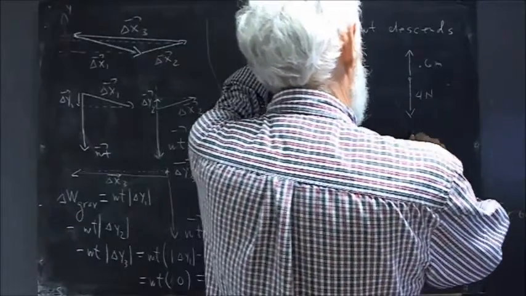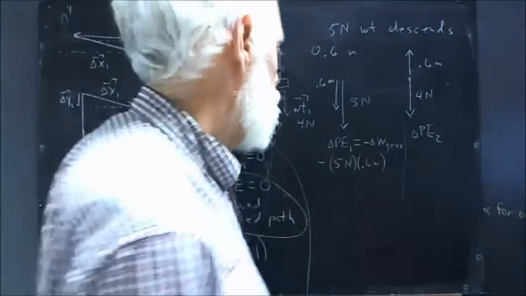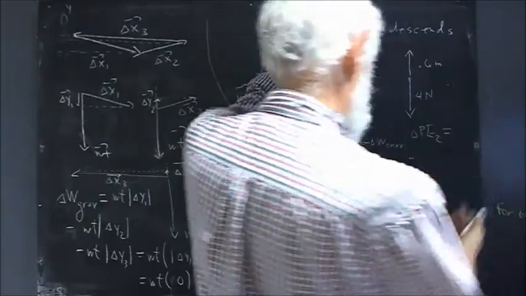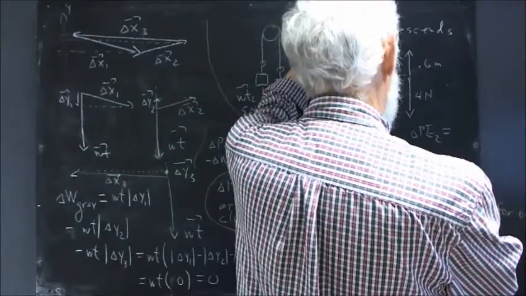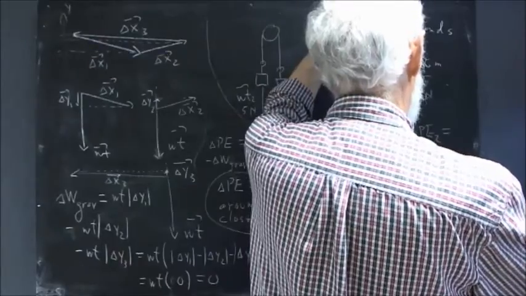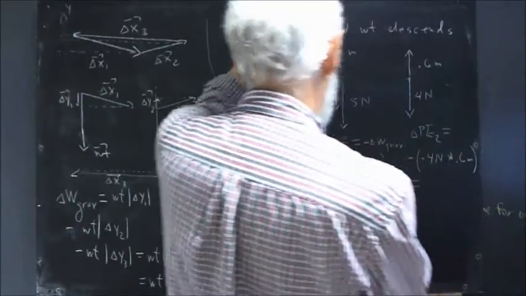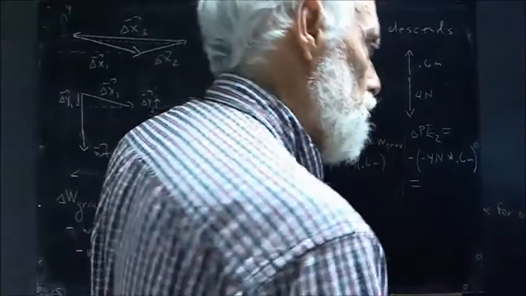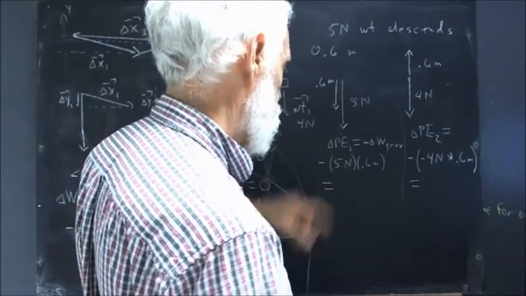Over here, and I'll get out of the way so you can see what I wrote there, you've got delta PE2 equals the negative of the work done by gravity on the system, but that's the negative of, we'll say, negative 4 newtons times 0.6 meters, and that equals, well, we haven't said what these equal. You could, and let me modify this slightly. It's not necessary because we know that this work is positive, therefore the potential energy change is negative.